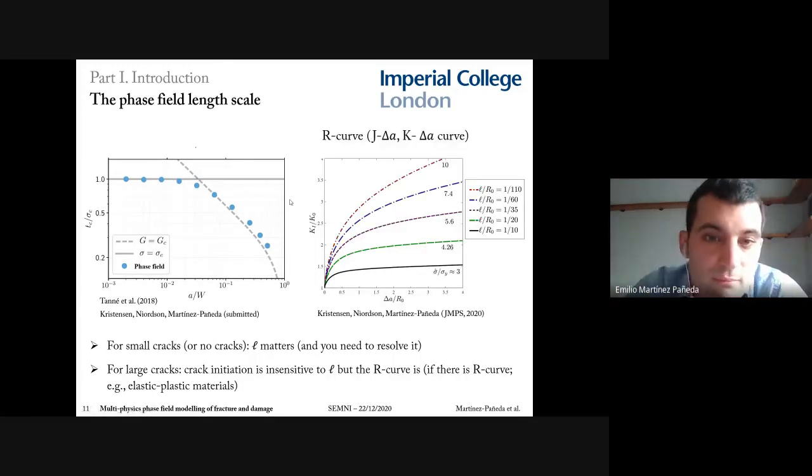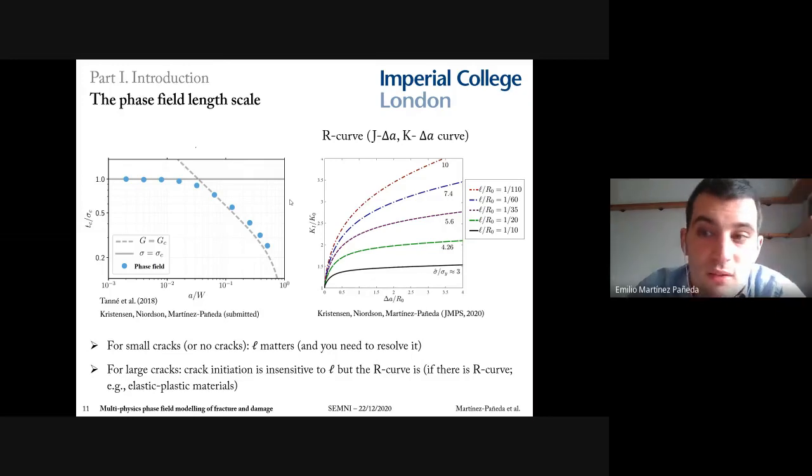So the summary is that for short cracks, or in the absence of cracks, the length scale matters as it controls the magnitude of the strength. And for your results to be mesh insensitive, you need, of course, to make sure that your mesh is sufficiently fine to resolve this length scale. A rule of thumb is to make sure that your characteristic element length is 5 times smaller than the length scale.